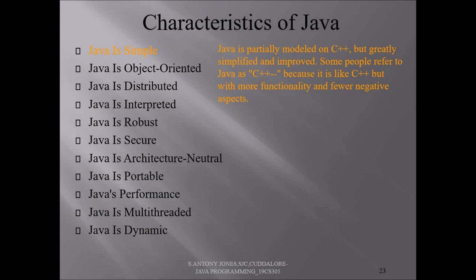Next one, why do we call Java simple? Because it uses the basic concepts of C++ and C. It is partially modeled on C++ but greatly simplified and improved. Some people refer to Java as C++ with internet applications because its functionality remains the same as that of C++. So we call Java simple, and also Java does not use pointer concepts. So it also makes programming simpler.